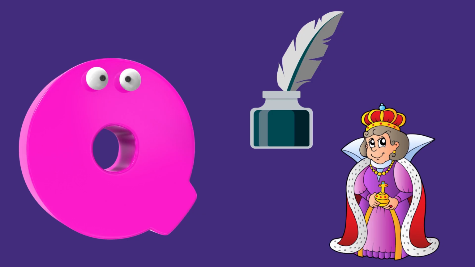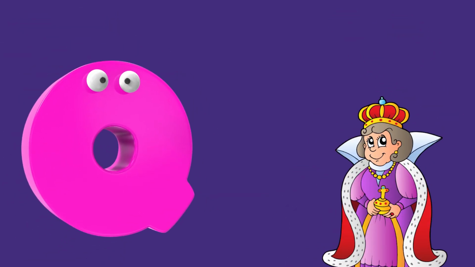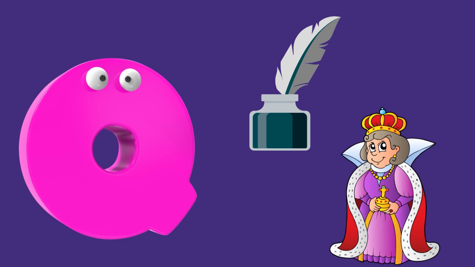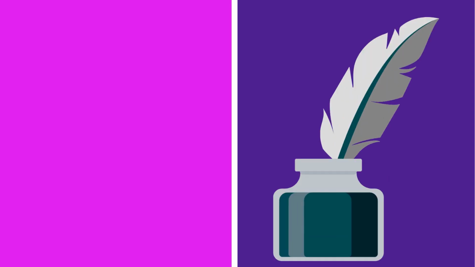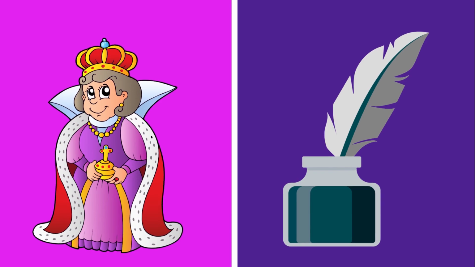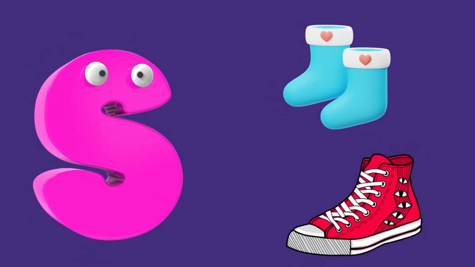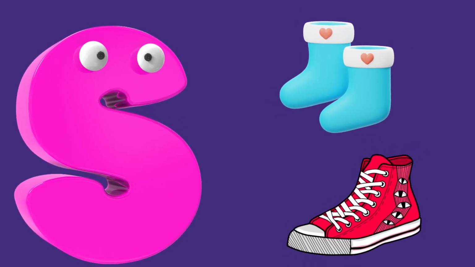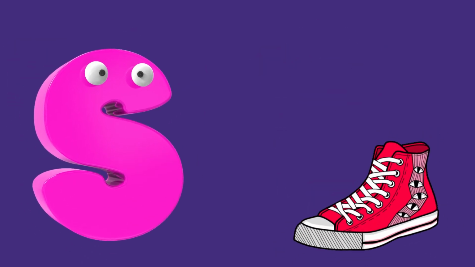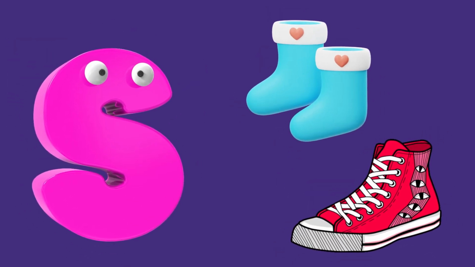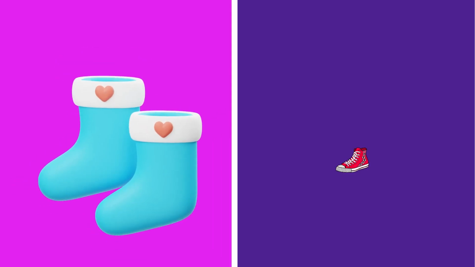Q for queen and Q for quail, R for ring and R for rabbit. S for socks and S for shoes, T for table and T for telephone.